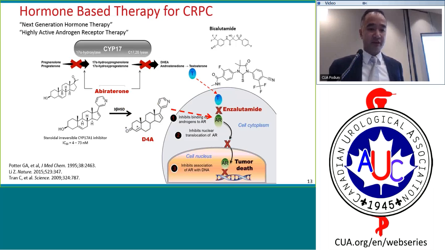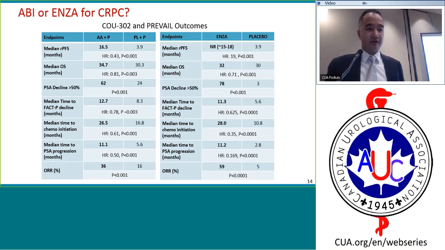However, the story is perhaps a little bit more complicated in that it has been shown that through metabolism of abiraterone by 3-beta-HSD, it actually converts it to something called D4A, which interferes with the androgen receptor as an androgen receptor inhibitor. So when we're trying to choose abiraterone or enzalutamide, which one do we choose first?